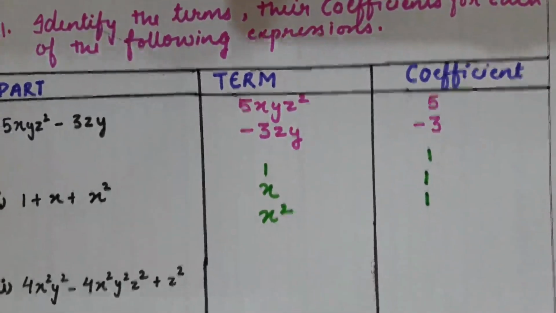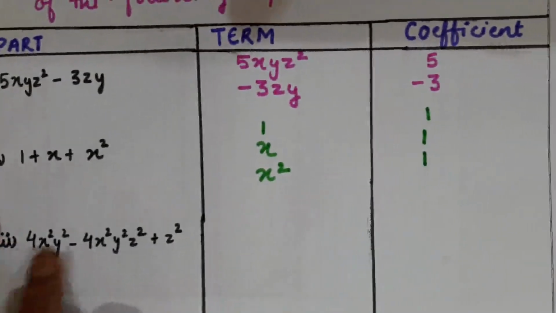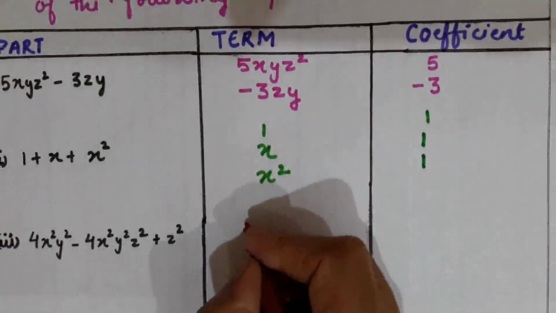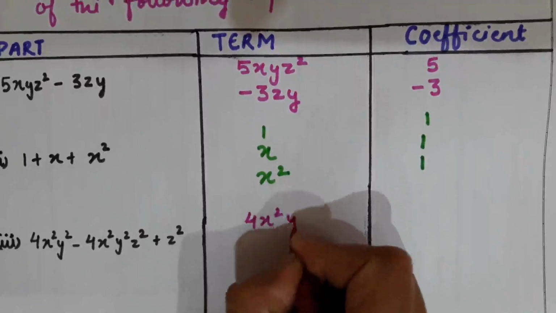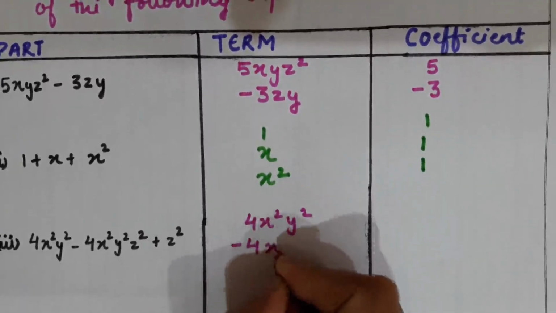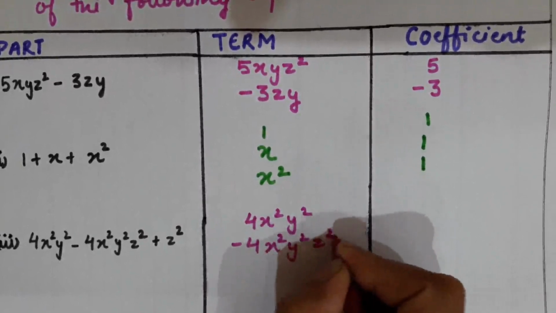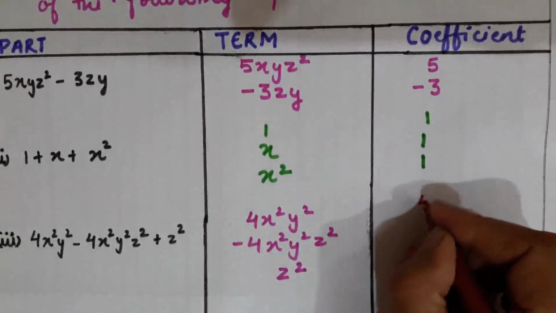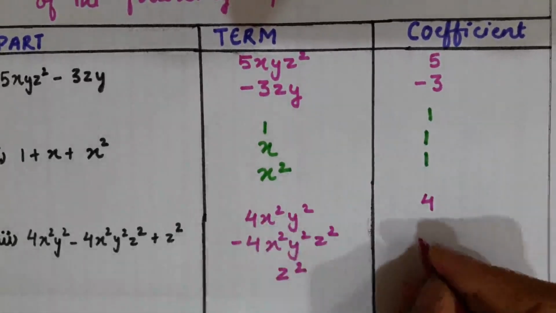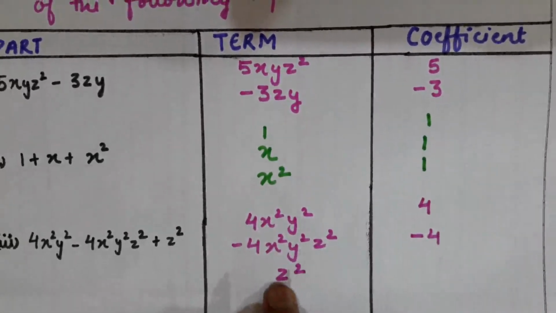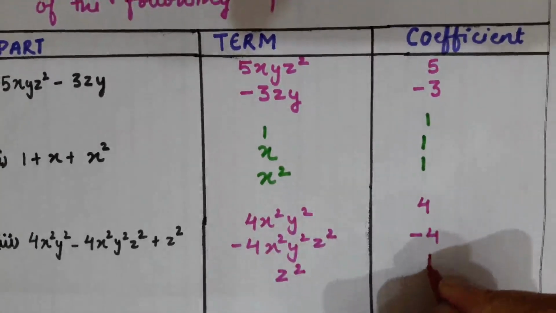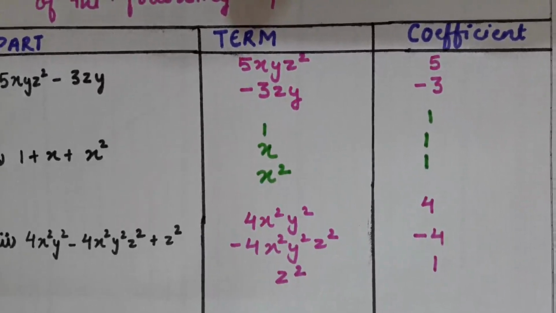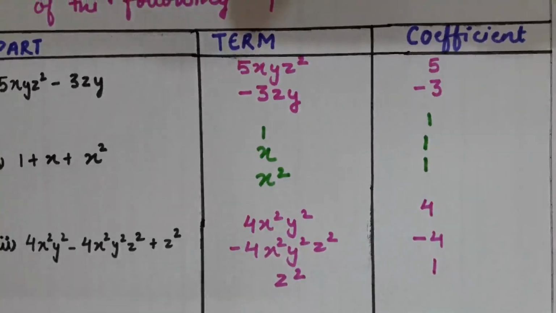The next part is 4x square y square minus 4x square y square z square plus z square. So the terms are 4x square y square, minus 4x square y square z square, and z square. The coefficient will be the numeric value. So here the coefficient will be 4, here it is minus 4, and in z square no numeric value is there, so it will be 1. In this way we can write the coefficient and term for the following parts. Let's move to the next part.